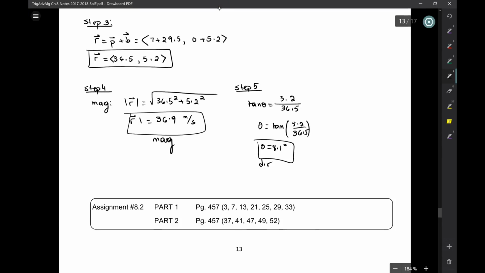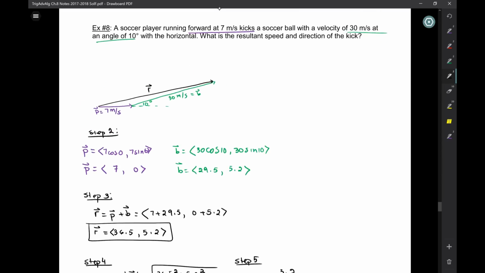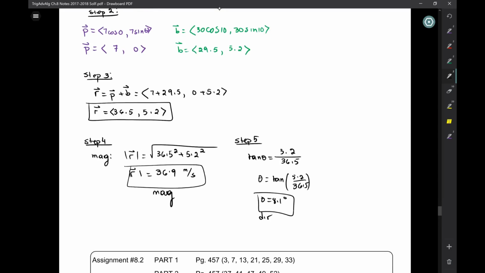Okay, so this is why we do this. Does that make sense? He kicked the ball at 30 meters per second, like he gave it an initial velocity of 30, but because he was already running at 7, the ball flies with a velocity of 36.9. If he was just standing and kicked it at 30 meters per second, the ball would just fly at 30 meters per second.